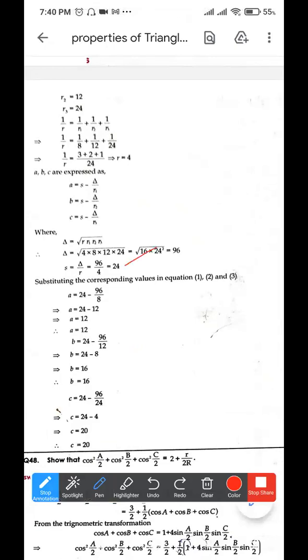Okay, we know the value of S now. Substitute this in this equation: A is equal to S minus delta by R1, that is A, which is 24 minus 96 by 8. We'll get the value of A. Then S into B is equal to S minus delta by R2, that is B, and C is equal to S minus delta by R3, that is C.